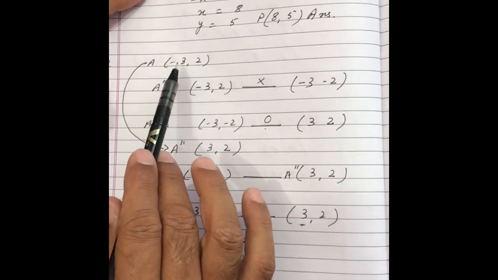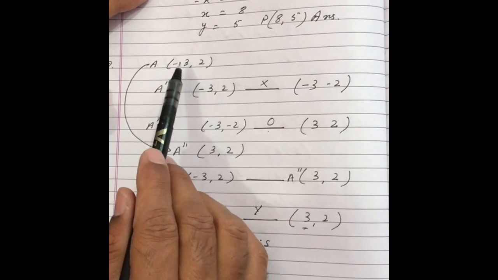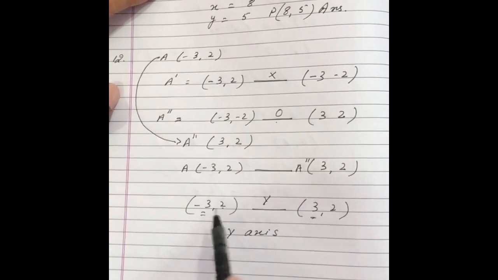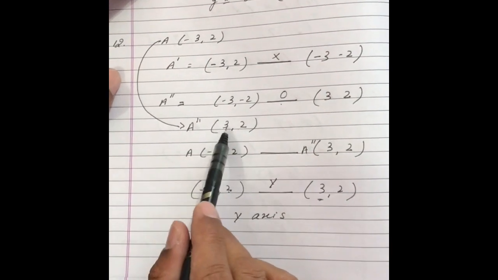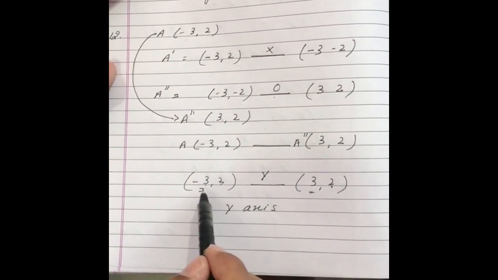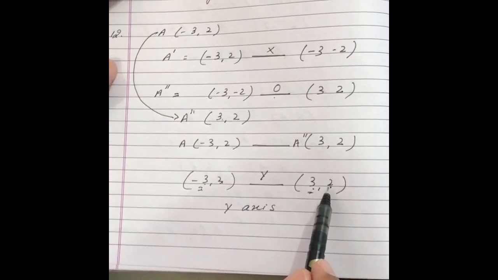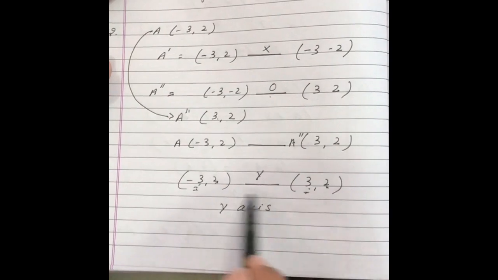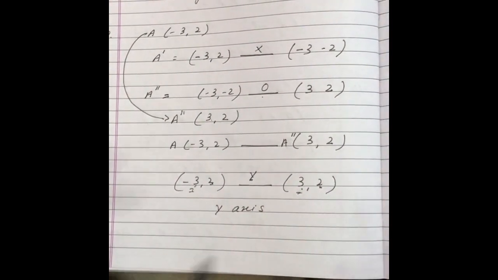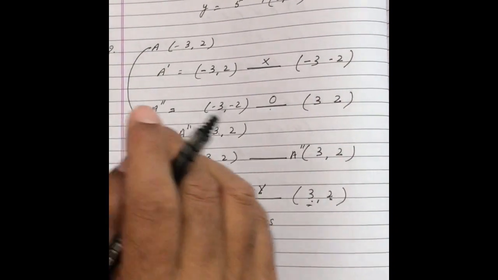The second part was, if A is directly transferred to A double dash, what is the single transformation from A to A double dash? Now A is minus 3, 2, A double dash is 3, 2. This transformation is y-axis because the sign of the first is changing, the sign of the second is as it is. When the sign of the first changes, it is a transformation in the y-axis. So the single transformation will be y-axis.